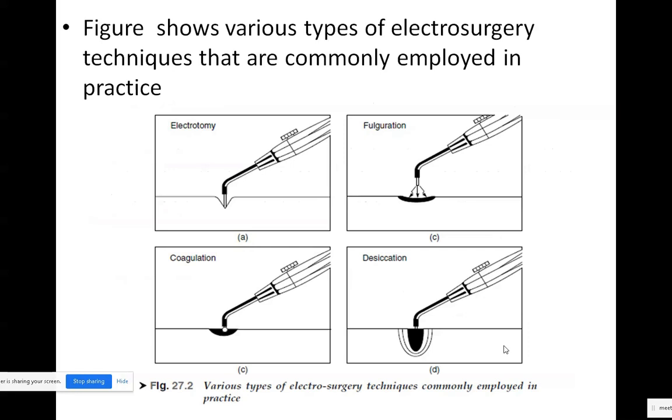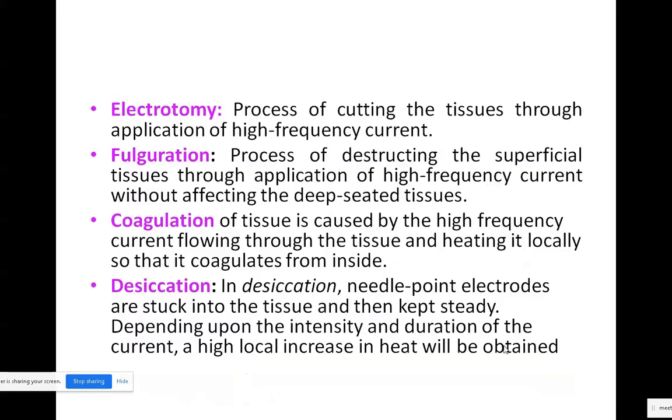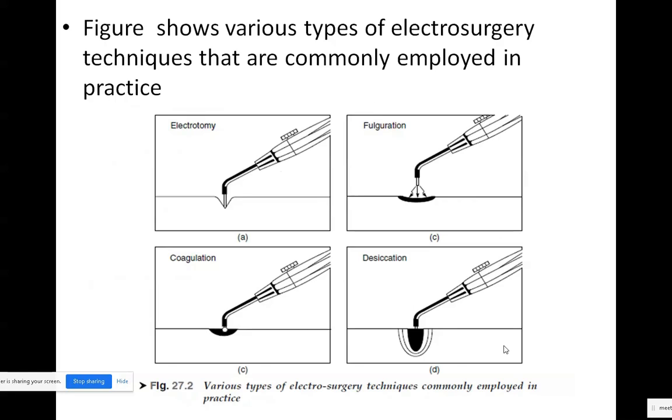These are the various types of electrosurgical techniques which are employed in practice: electrotomy, pulverization, coagulation, desiccation. Okay, these are the four techniques shown in the diagram. These don't go very deep, but you are going to penetrate the needle only in the desiccation process.